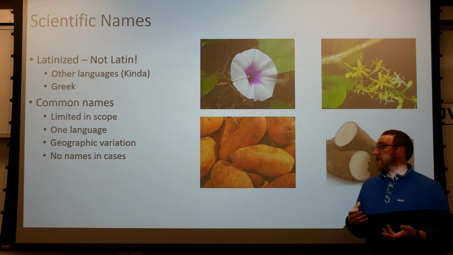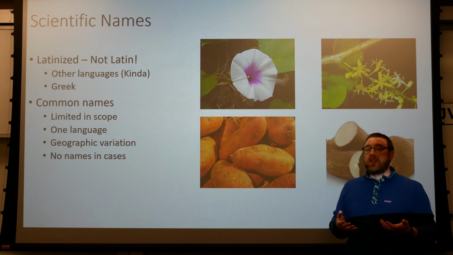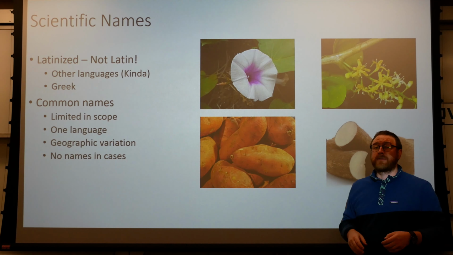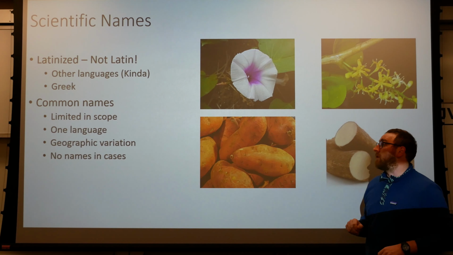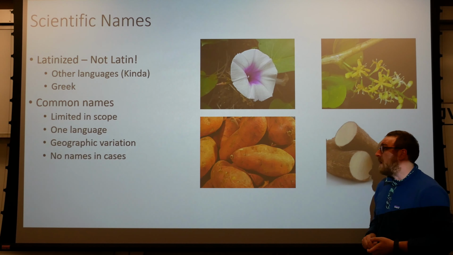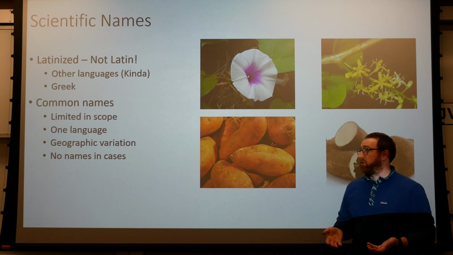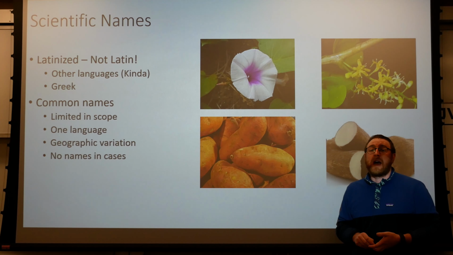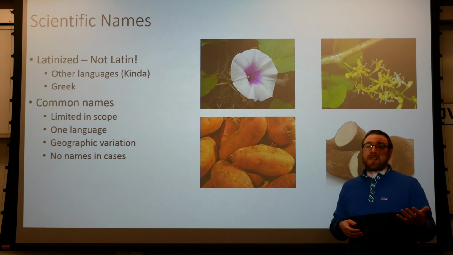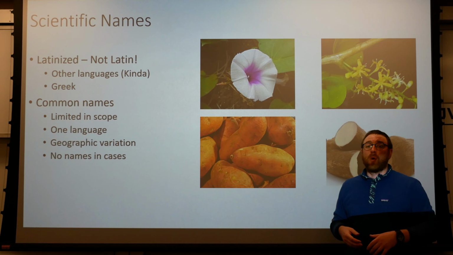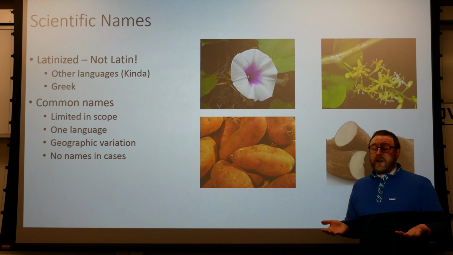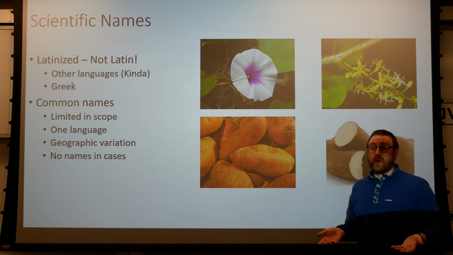Common names are very limited in scope, and often they are limited to one language. Even though our scientific names are Latinized, they're still more accessible to more people around the globe. Common names also have geographic variation. I can't tell you, over the states I've lived in, how many times you run into a plant that's called a yellow pine here, but a jack pine or a limber pine in other places. And a lot of our plants don't even have common names.